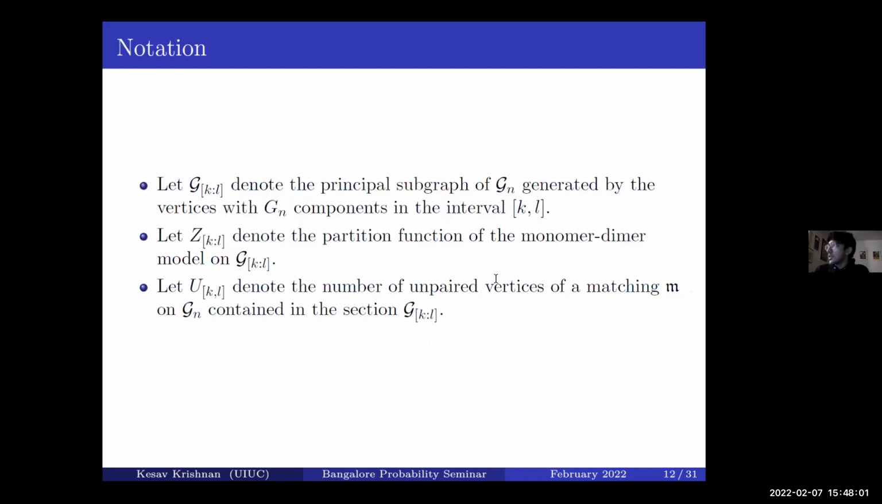So this is some notation that we'll be following. Whenever you have this, the script G_KL will represent the graph that's truncated to a section KL on the underlying line graph. And Z_KL will be the partition function associated to G_KL. And U_KL will denote the number of vertices of a matching M that are contained in that section G_KL.